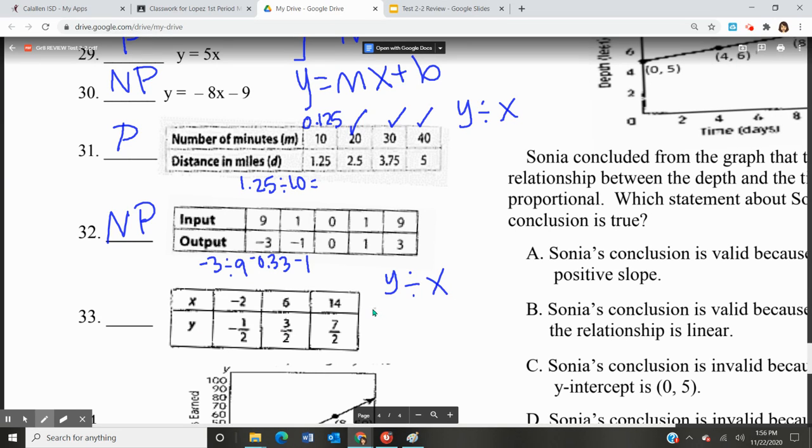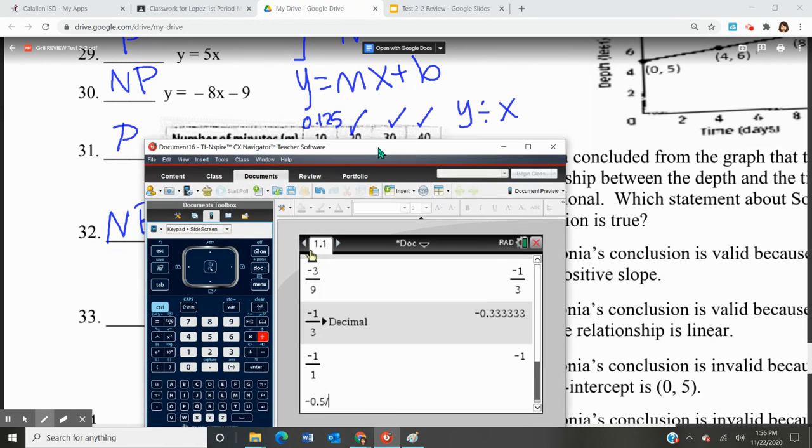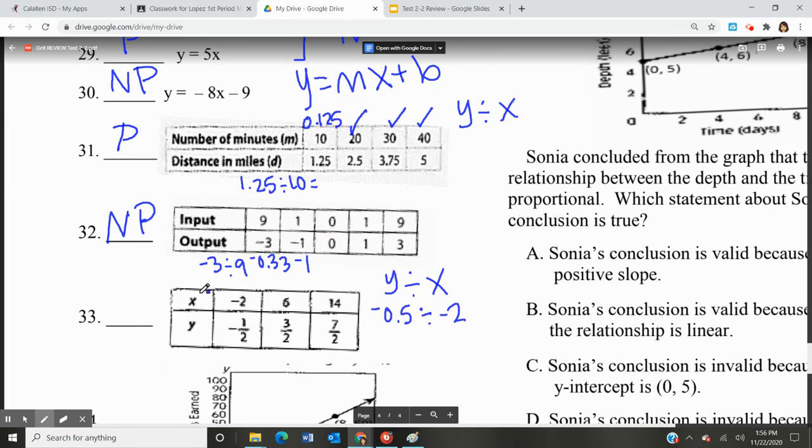Okay, next, my last table, we have -1/2 divided by -2, because remember we're doing y divided by x. So I have -0.5, which is equivalent to -1/2, divided by -2. So let's go ahead and put that in our calculators. -0.5 divided by -2. We get 0.25. So whenever we put the rest of these in our calculator, it should be 0.25 as well.